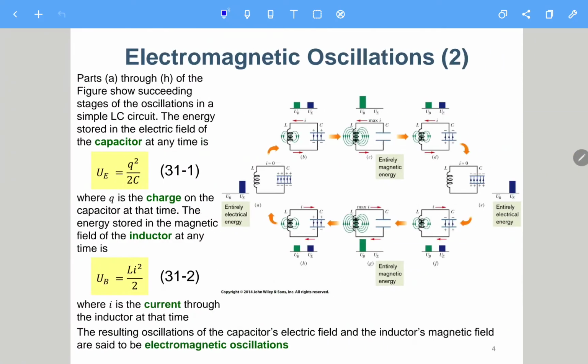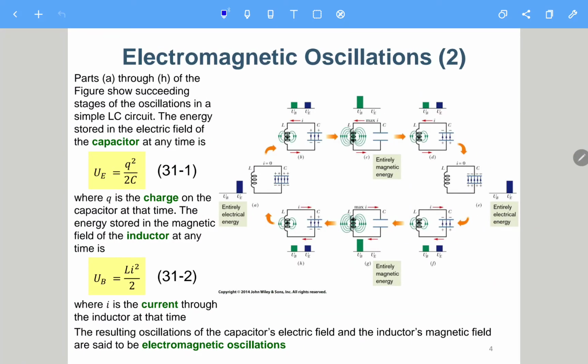Okay, so just as I mentioned, UE is actually Q squared over 2C, or half of CV squared. I think there is nothing special, and it is said to be electromagnetic oscillation.